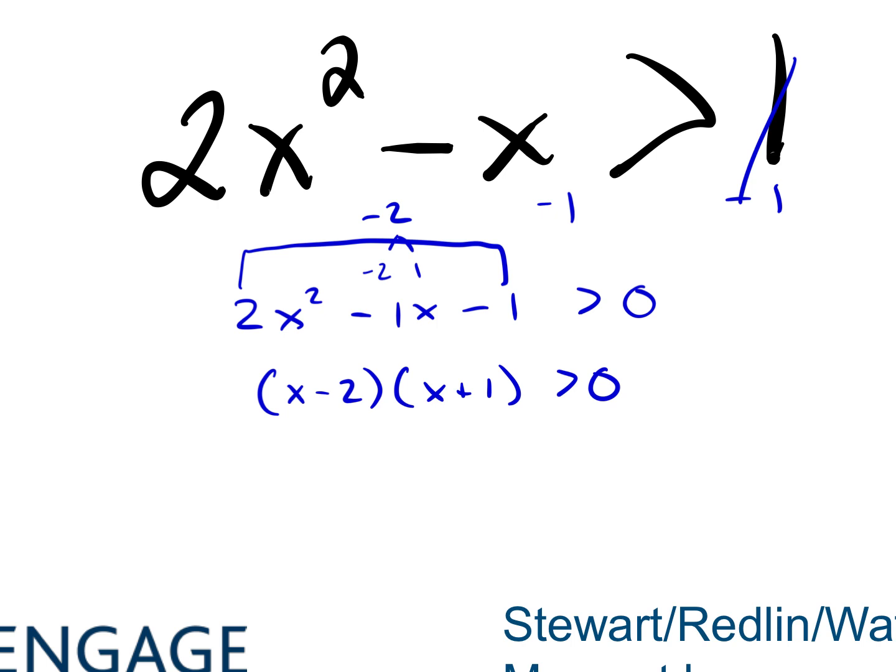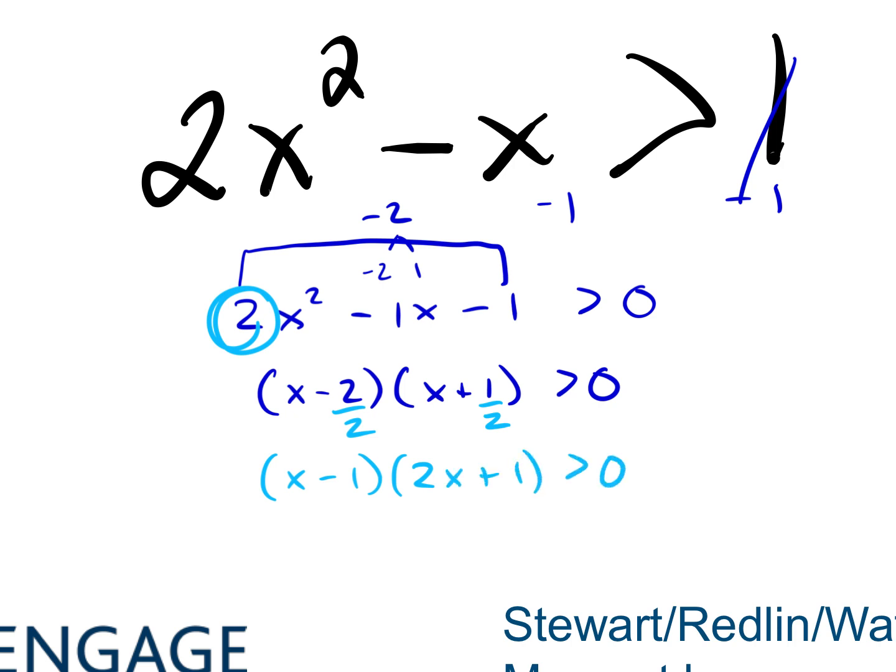What do I do next? Just make it equal to 0. Before I make it equal to 0, what do I need to do? If I start with multiplying, what do I have to remember? Divide. We need to divide by 2. So we get x minus 1 and 2x plus 1.